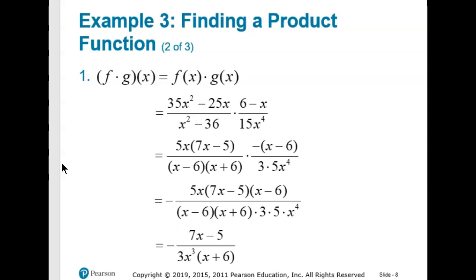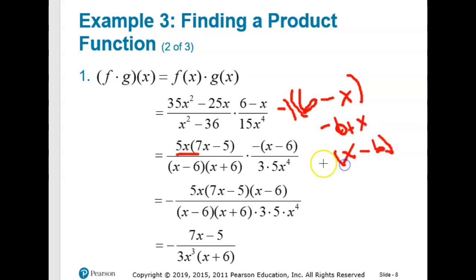35x squared minus 25x. We always ask ourselves, is there a greatest common factor? And there is. There's the greatest common factor of 5x. So when we factor that out, we get 5x times 7x minus 5. We also want to reverse whenever we have this 6 minus x. We want the x to be the positive. So if we multiply by a negative 1, we get a negative 6 plus x, which can then be rewritten as x minus 6. Remember, all of that was times a negative 1.